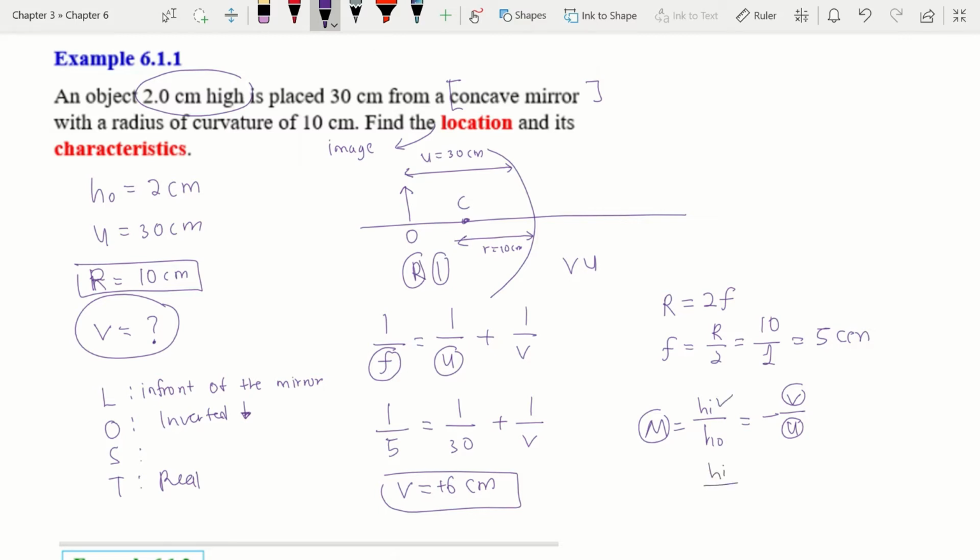Okay, now, our height of object is 2 cm, our image distance is 6 cm, and our object distance is 30 cm. So when we arrange this equation and press the calculator, we will get our height of image of 0.2 centimeter. So we know our height of object is 2 cm, while our height of image is 0.2. It means the image is diminished. So the size is diminished. So this is how you tackle this kind of question.